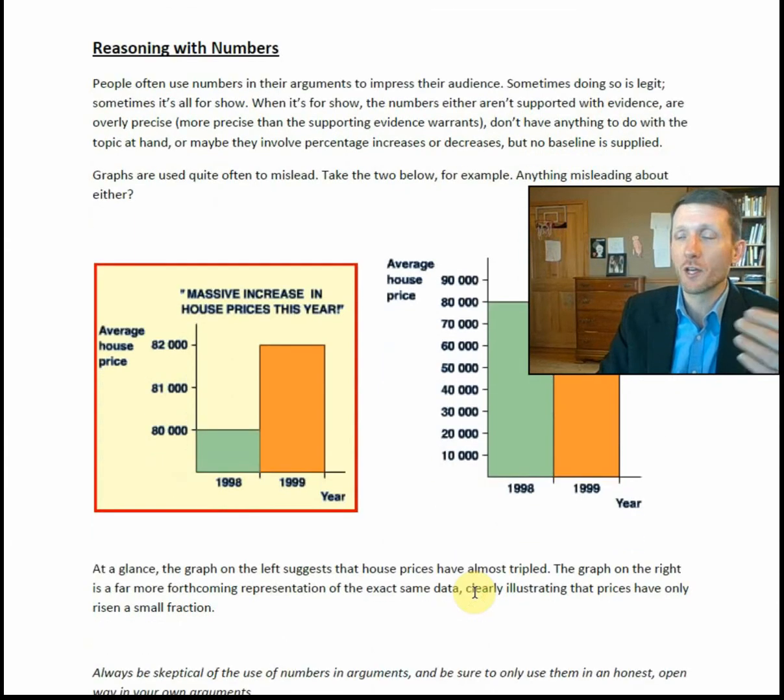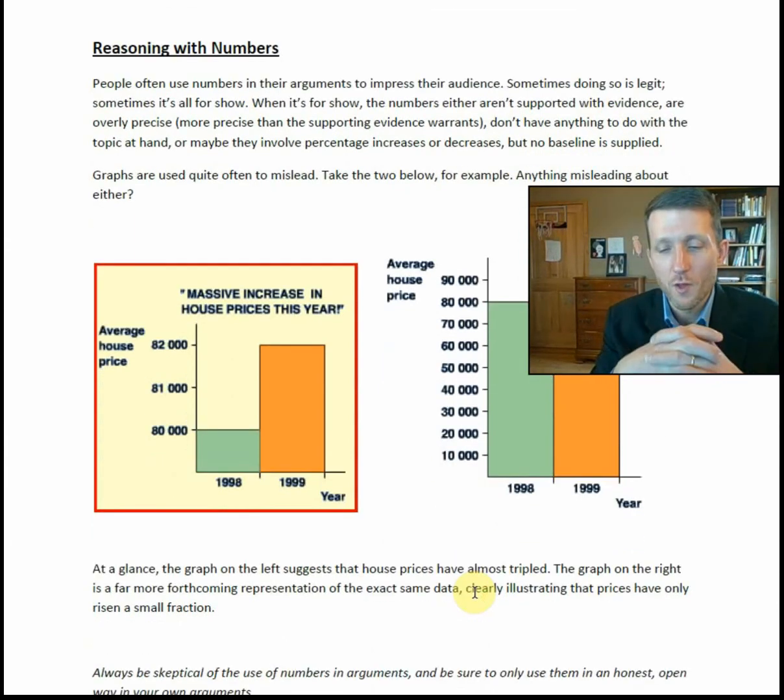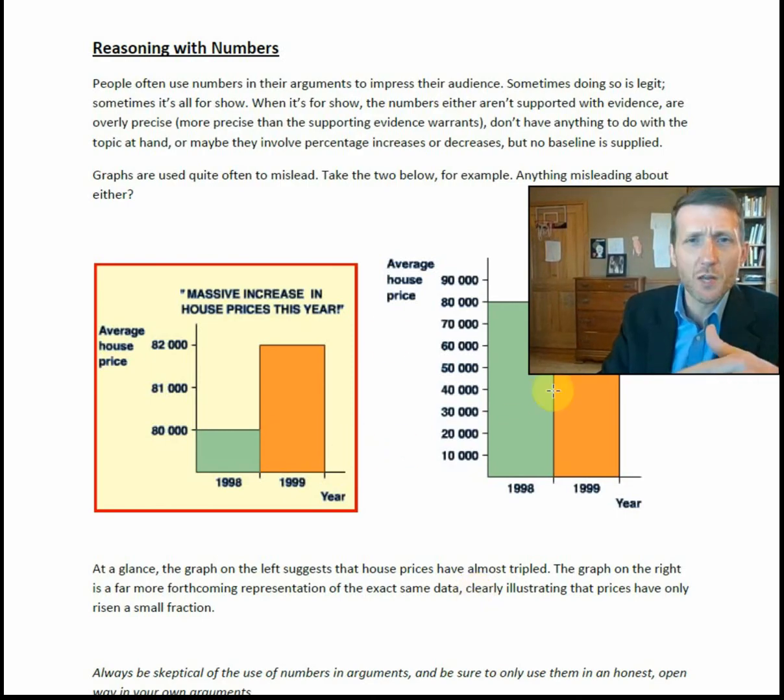Reasoning with numbers. Oftentimes you'll see folks that'll throw in various forms of statistical analyses or quantitative examples to help bolster their arguments, and sometimes they'll do this in a misleading fashion. So here's an example. Exact same numbers presented in two different ways. One on the left, a much more misleading way than the one on the right. So there's been a massive increase in housing prices this year, and as you can see, just at a glance, it looks like housing prices have doubled or even tripled in the past year. If you look more carefully, though, you can see they've just gone from $80,000 to $82,000 average.